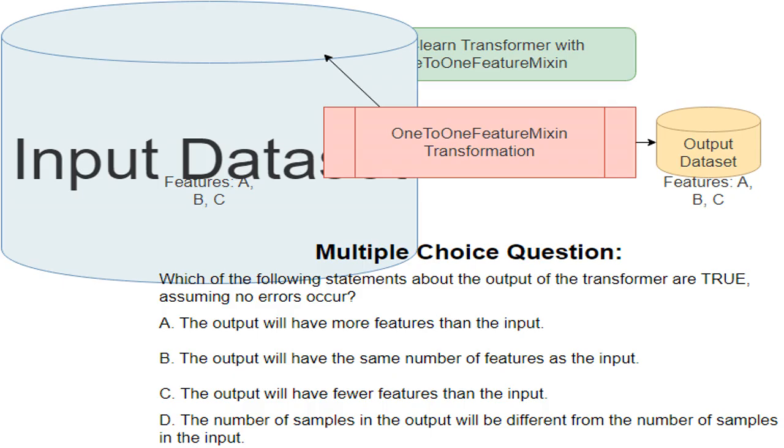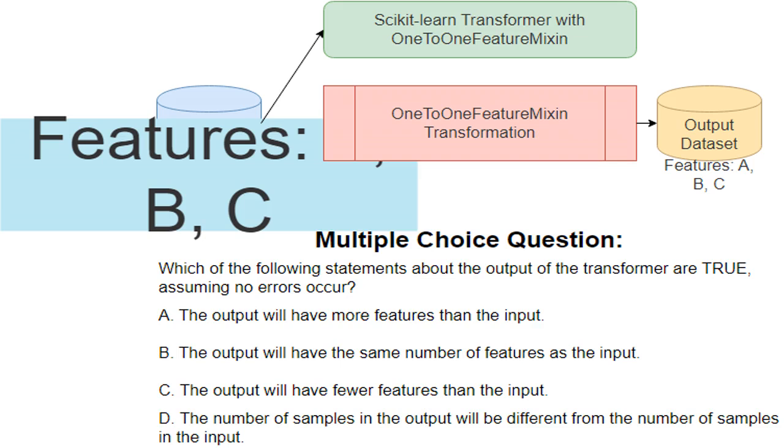I'm starting with a dataset. Think of it like a spreadsheet with rows for each data point and columns for different features. In this case, I have features labeled A, B, and C. I'll be using a special scikit-learn tool called OneToOneFeatureMixin. Think of this as a filter that guarantees one output for every input feature. It's a one-to-one match. It doesn't change the number of data points, rows, only the features, columns.